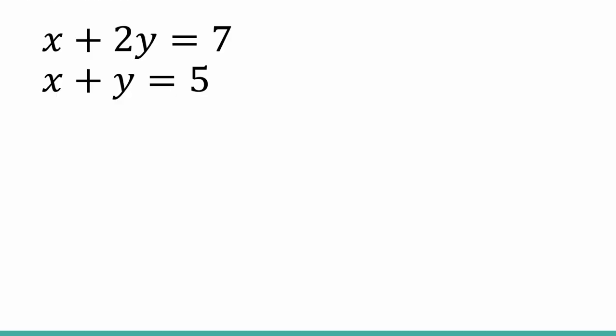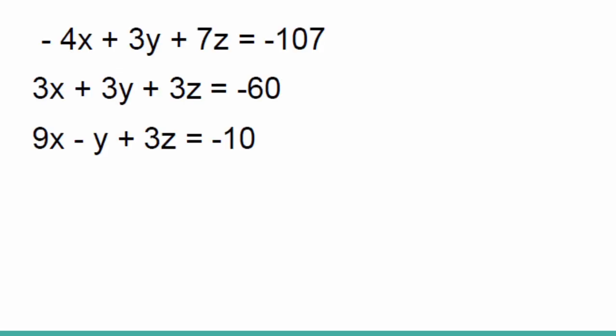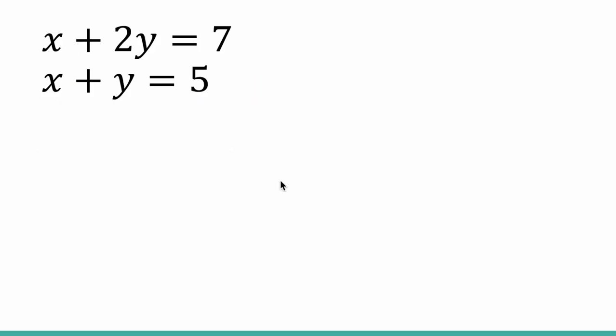Simultaneous equations are where you're given multiple equations, whether that's 2 or 3, and you've got multiple unknowns. To solve any simultaneous equation, you need the same number of equations as you have unknowns. If you have an x and a y, that's 2 unknowns, so you need 2 equations. If we have an x, y, z, that's 3 unknowns, we need 3 equations.